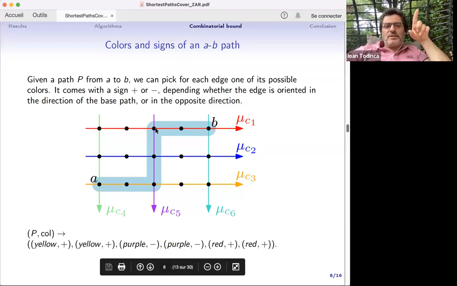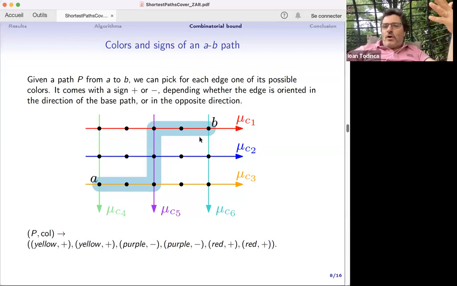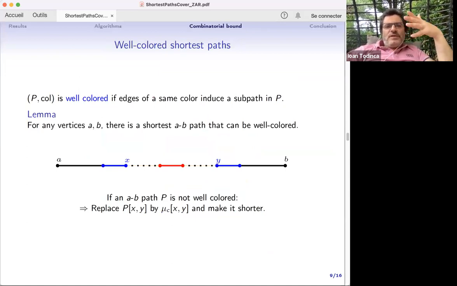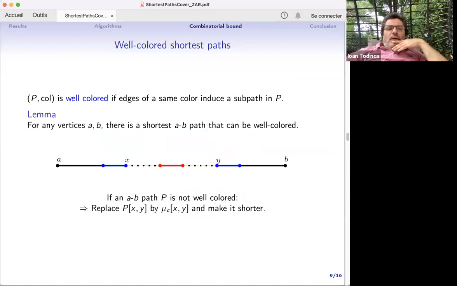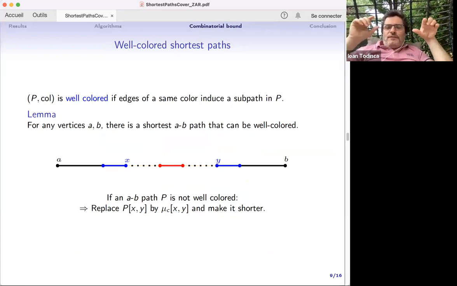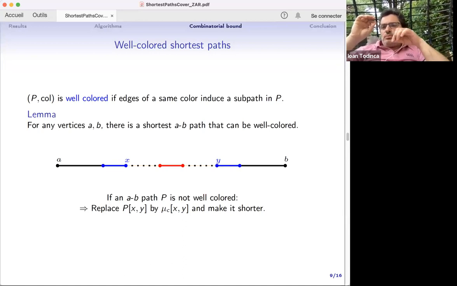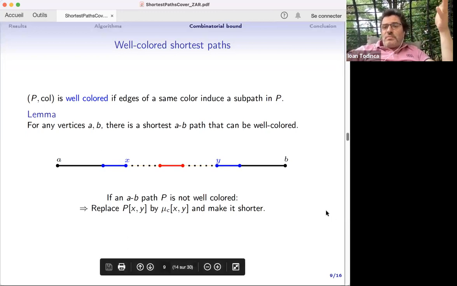So it's purple minus, red plus, red plus. That would be a possible coloring of the edges of the path that I fixed. That's just the definition. And now the very easy observation is the following. I say that the path is well colored if I can color the edges such that the edges with the same color induce a connected subpath. So I don't want to have blue, red, blue. And the trivial observation is that if I have a shortest AB path, I can make it well colored.